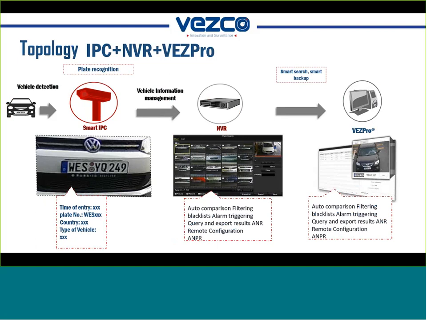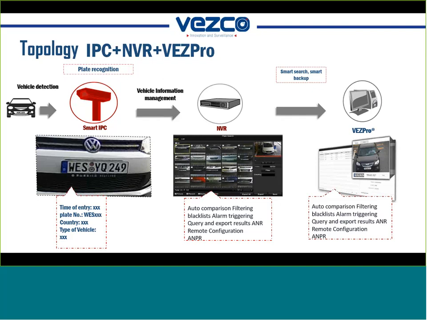And here is the most common one, when we're using the IP camera, the NVR, and the VEZPro software. Here, we add one more step to it. We have the camera coming in and recognizing a vehicle, reading the license plate with the same information, with the time of entry, the license plate number, the country, and the vehicle type, managing this information through the NVR, where it does auto comparison, filtering, blacklist, so on and so forth, and also sending it onto a software that can be installed in multiple locations for better management.